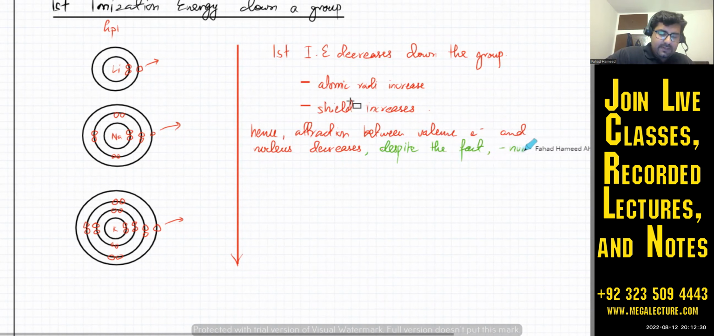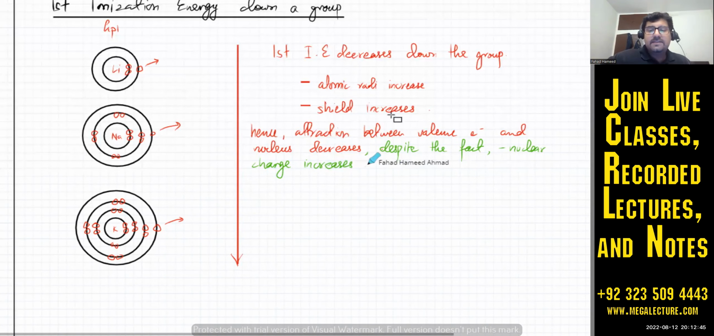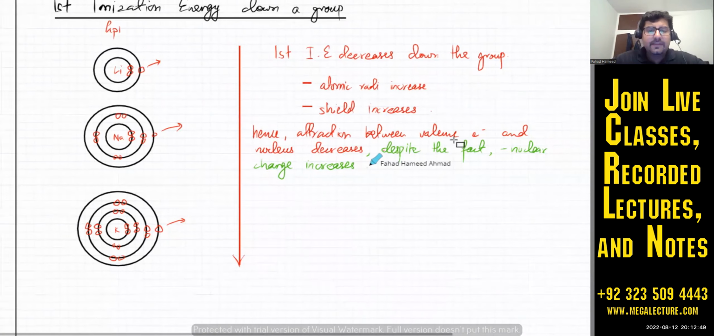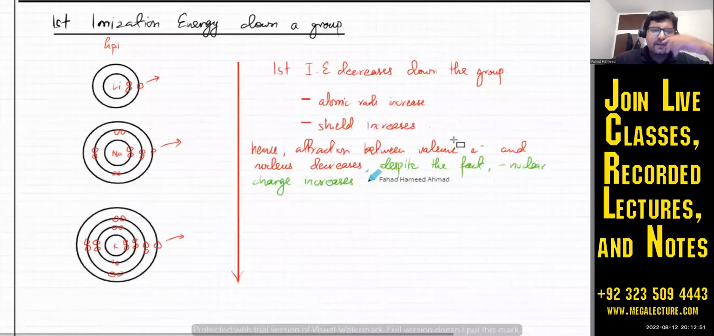So nuclear charge increases. So you have to mention this one factor as well, which is going against it. Okay? So is this clear? That's about it. It becomes easier to remove electrons, and you just have to know the reasons why it becomes easier to remove electrons. Okay, clear?